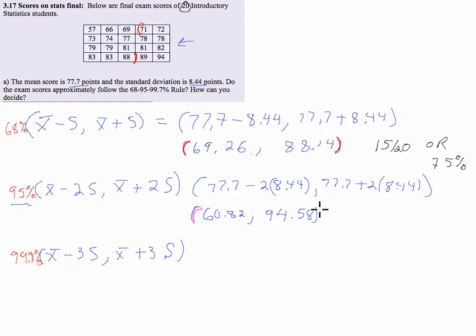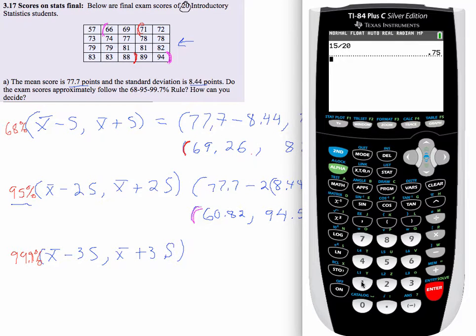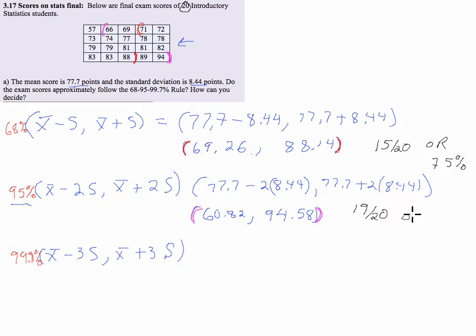So this will correspond to what I do up here. Okay, so 60.82, the 57 doesn't fall in there, and then up to 94.58. So yep, that 94 does fall in there. So only one of the data points doesn't fall into that interval. So in that case, that's going to be 19 out of 20. Or if we go back over to our calculator and ask what's 19 divided by 20? Now look at that, it came out exactly 95%.